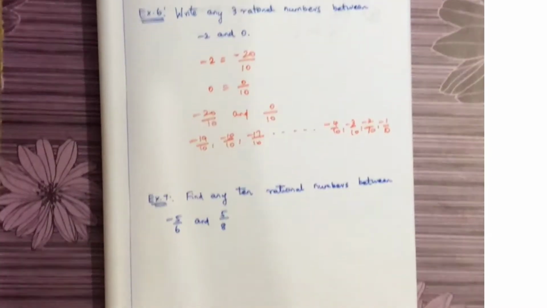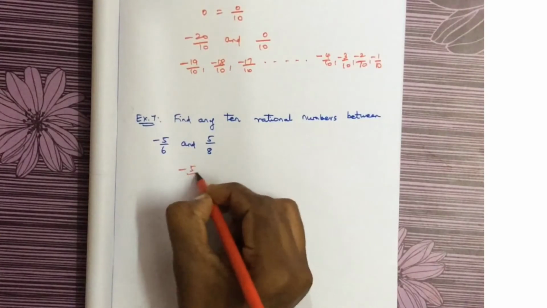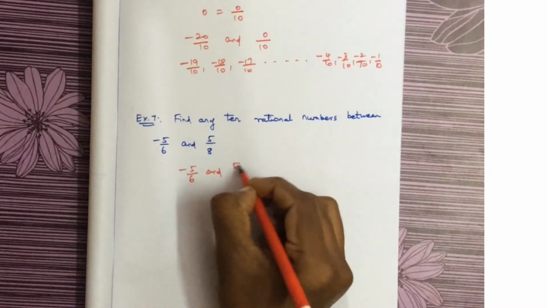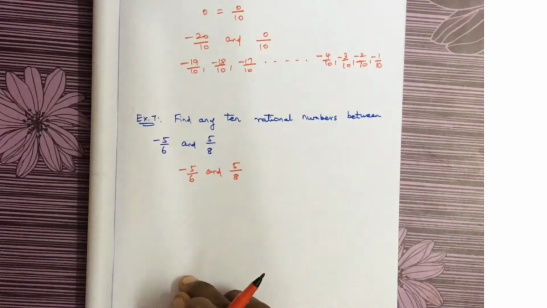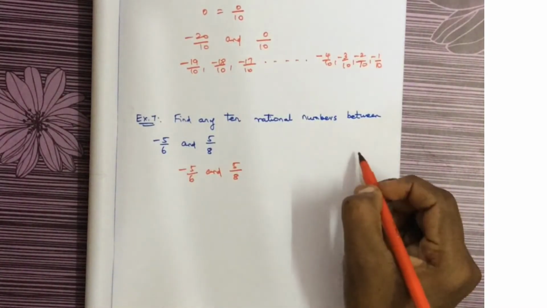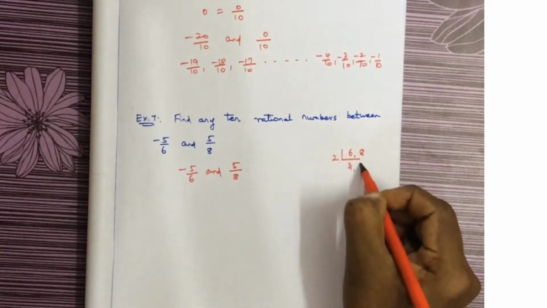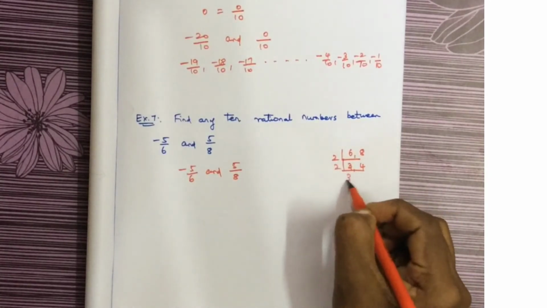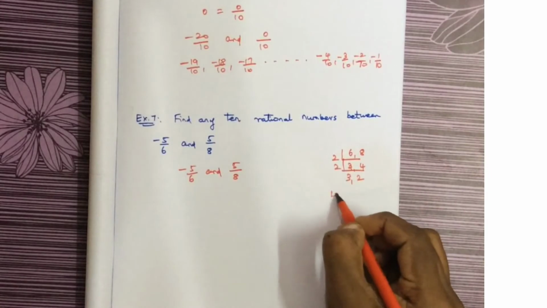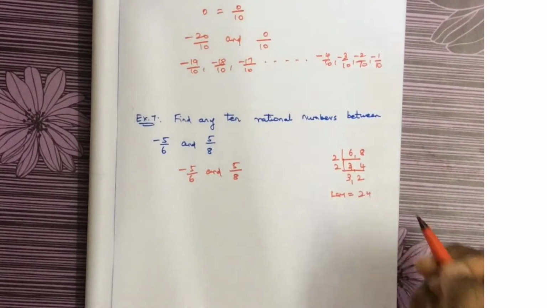Next question is find any 10 rational numbers between minus 5 by 6 and 5 by 8. The question is minus 5 by 6 and 5 by 8. You can't write directly because the denominator is different. The best thing is to take the LCM of 6 and 8. 2 threes are 6, 2 fours are 8, so 2 twos are 4. LCM is 3 into 2 into 2 into 2, that is 24.